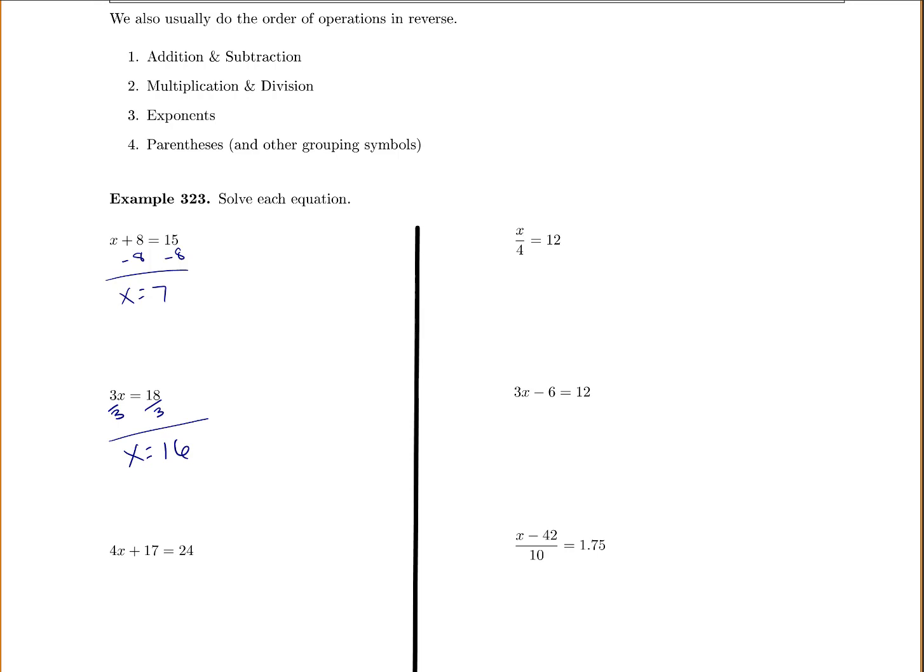Let's come over here to x divided by 4 equals 12. Well, this is x divided by 4, so the opposite is times by 4. So x will equal 48. Now the rest of these are going to be at least two-step problems. So we have 3x minus 6 equals 12. So let's get rid of this minus 6 first. So let's add 6 to both sides. So we get 3x equals 18. And then this is 3 times x, so we could divide both sides by 3, and I get x equals 6.